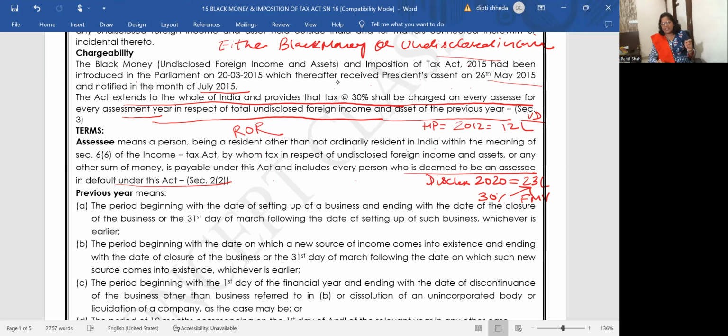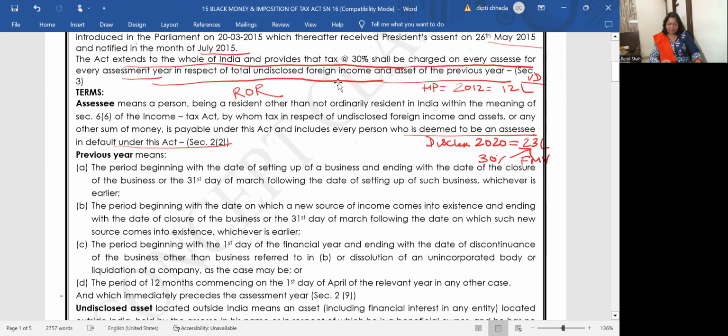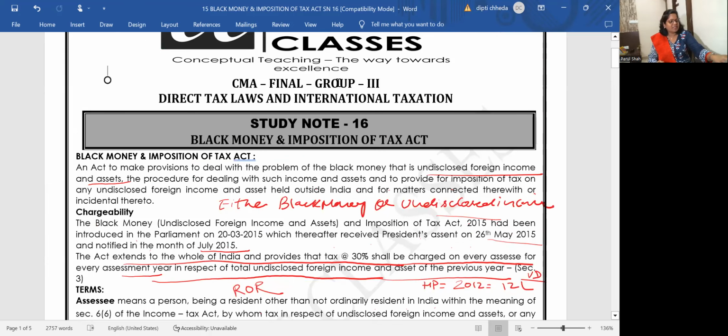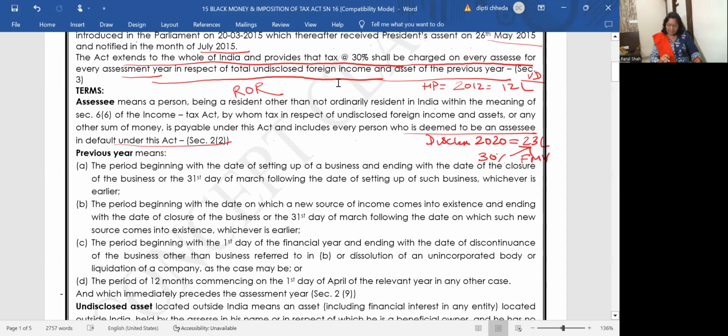If you are a resident and ordinary resident, and if you have any undisclosed income or undisclosed assets outside India, then it is proof that it's your signature, your name, and though everything is in your wife's name, the funding you have only done, it will be caught up and taxable. Okay? For taxability of this income, black money and all, the previous year.